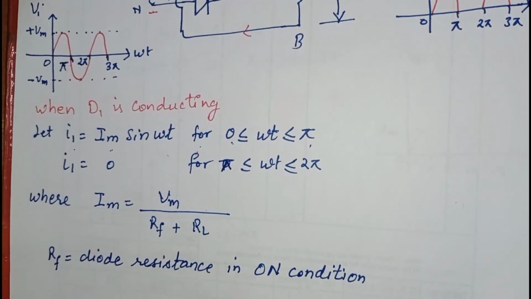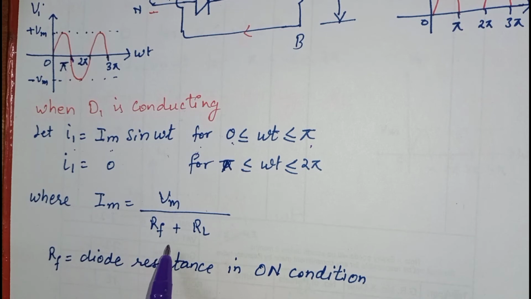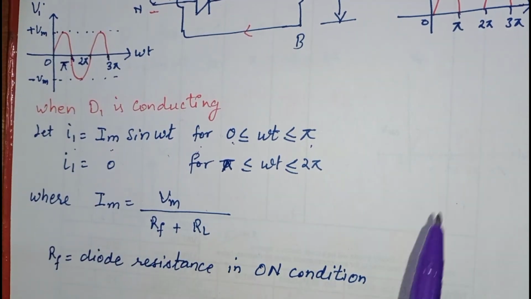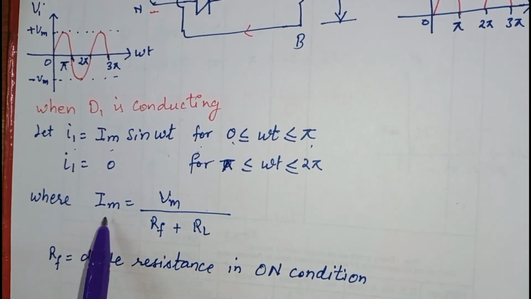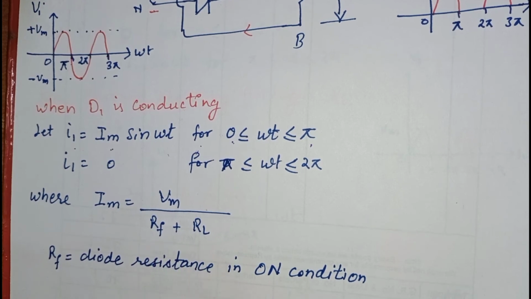Now here Im is equal to Vm upon Rf plus RL. This Rf is the diode resistance when this diode is conducting, and RL is the load resistance. So maximum current will be equal to maximum voltage upon the total resistance.